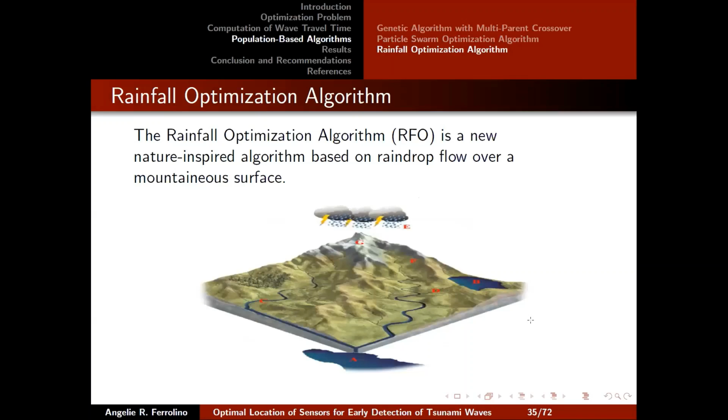For the last algorithm, we have the rainfall optimization algorithm. This is a new nature-inspired algorithm based on raindrop flow over a mountainous surface. Here is an illustration of the model. Note here that when it rains, the tendency of each raindrop is to fall on surfaces with a steeper slope, and they will fall downwards until they reach an optimal solution. This can be a local optimal solution. However, as raindrops accumulate, the water will soon overflow, and again, it will fall downwards until eventually it reaches the global solution.